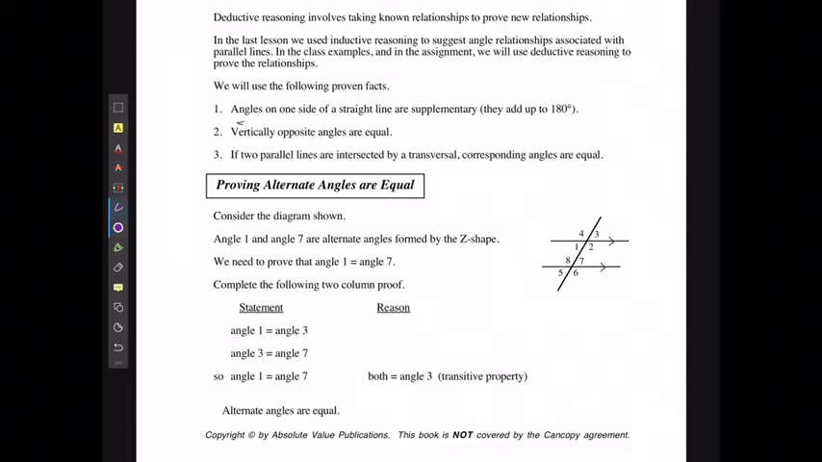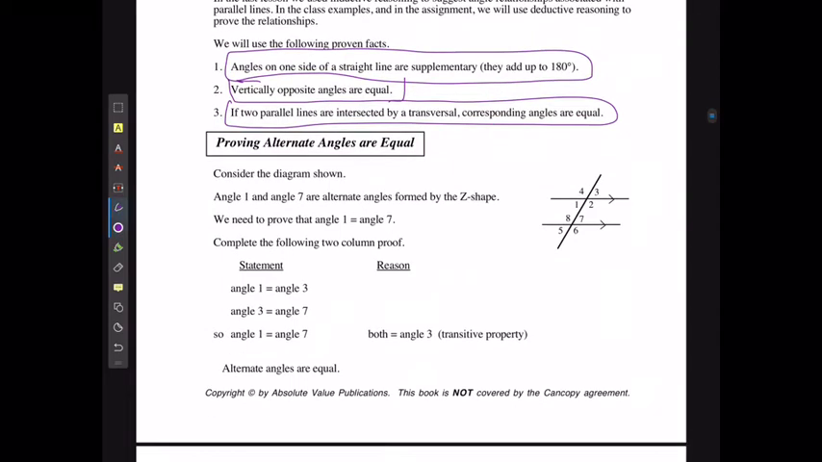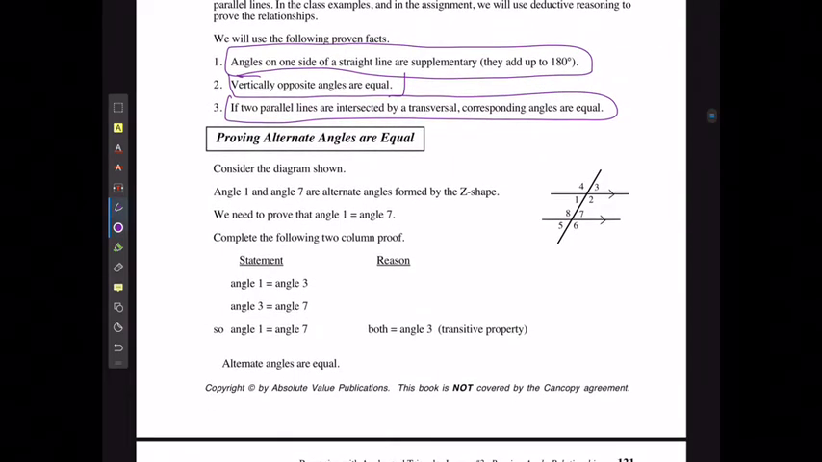Angles on one side of a straight line are supplementary, which means they're going to add up to 180 degrees. Vertically opposite angles are always going to be equal. And if two parallel lines are intersected by a transversal, corresponding angles are also going to be equal. So, if I know that those three things are true, absolutely, then I'm going to prove alternate angles are also equal.